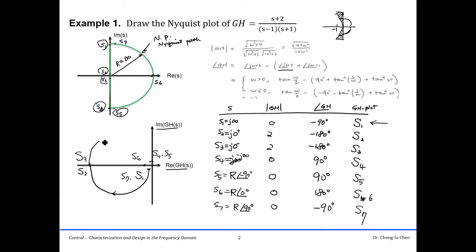So basically here you could say this plot is this, and this is a very small semicircle, very close to the origin. But when we zoom in, it should be like this. So basically we complete the Nyquist plot for this function just like this. Thank you.